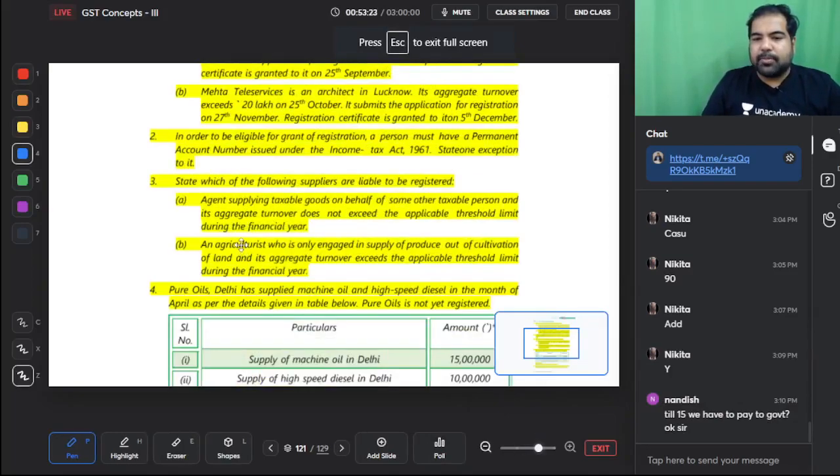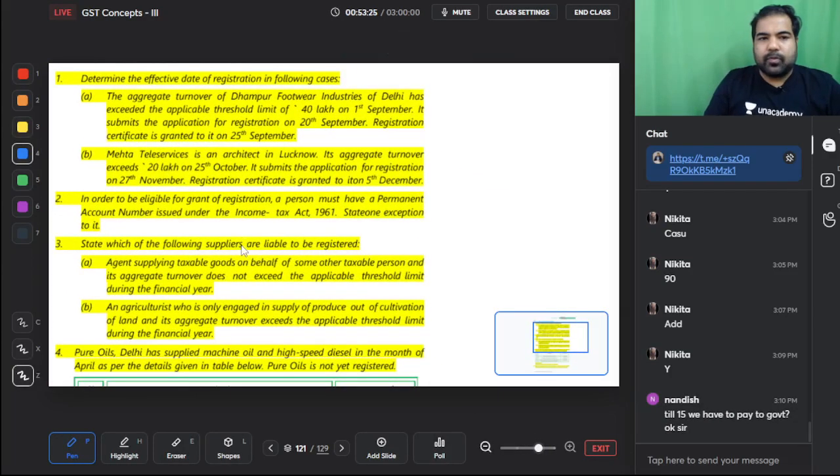Guys, active participation, and this is important. Determine the effective date of registration in the following cases. Over to you all, guys. Please see the first one and answer what is the effective date.